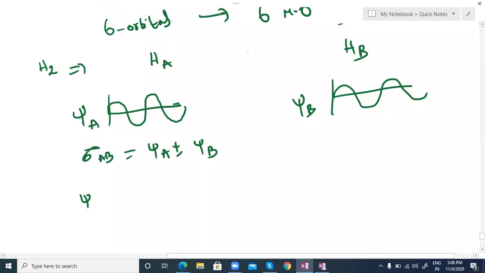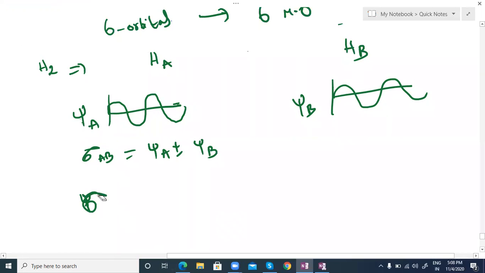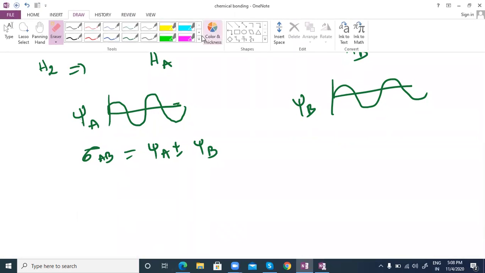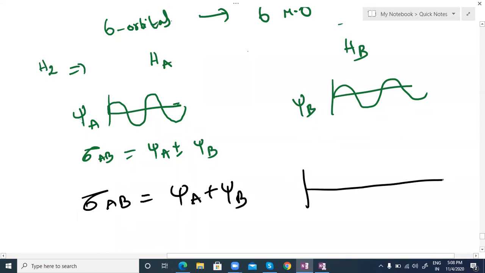Suppose psi sigma bonding, they're forming a bonding molecular orbital. Suppose we discuss sigma AB molecule forming. In that case, psi A plus psi B is our constructive wave. So this is the first wave, A orbital or wave function, and the second one is also moving in the same phase.